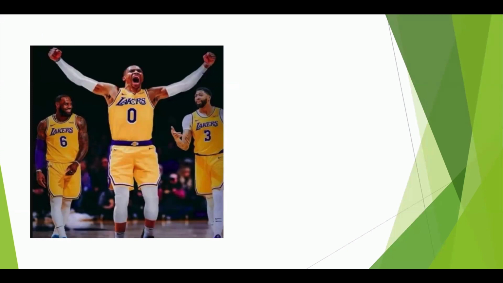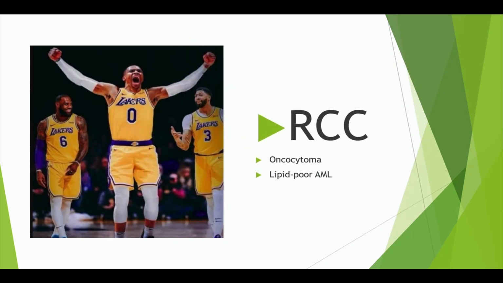So like NBA teams, the differential diagnosis of an enhancing small renal mass often comes down to three main players: RCC, Oncocytoma, and a lipid-poor AML. And this remains the most clinically relevant imaging challenge for localized small renal lesions, is distinguishing between RCC and these two benign lesions.